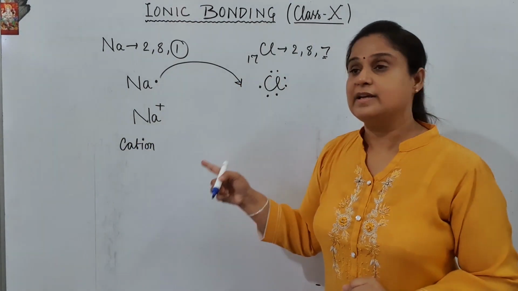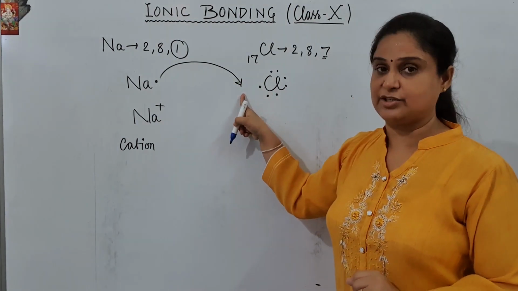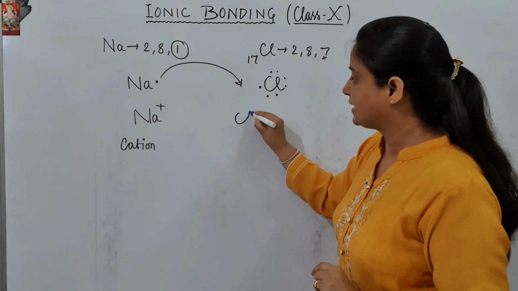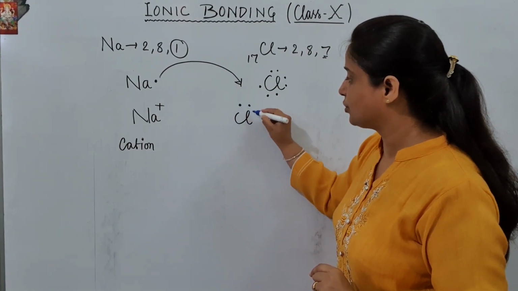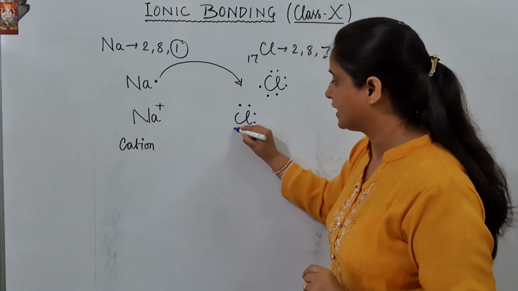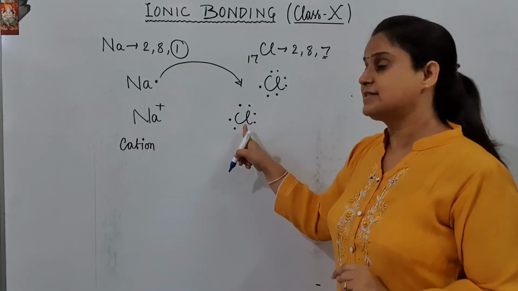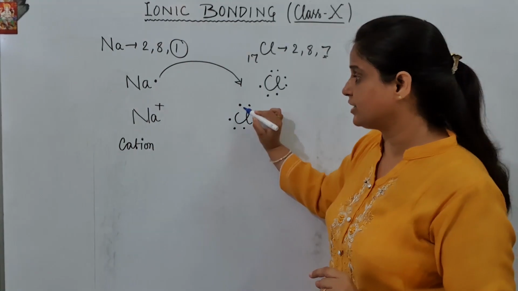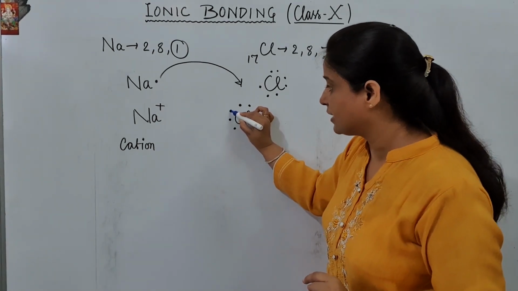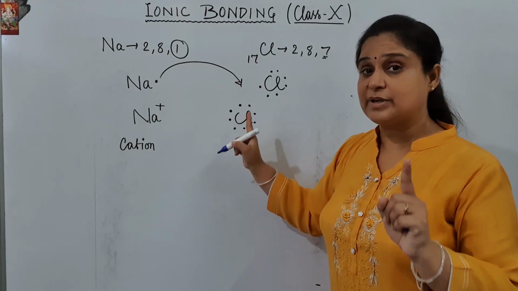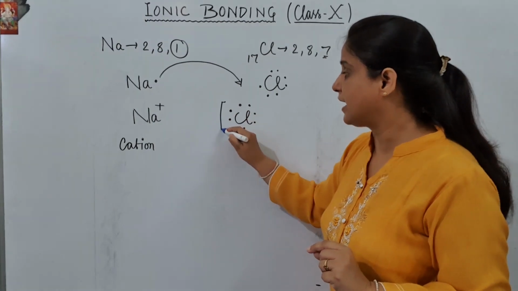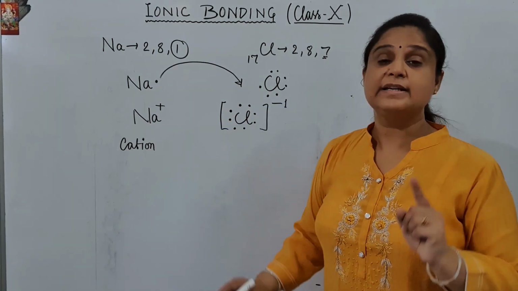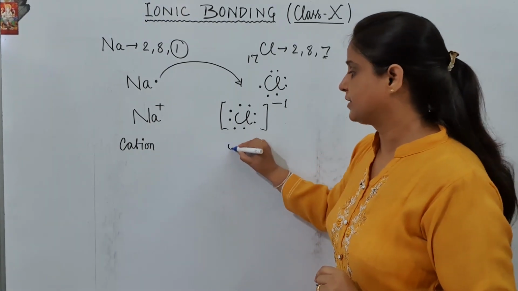In the same way, if this chlorine is gaining an electron to get extra stability, I am going to draw it like 1, 2, 3, 4, 5, 6 and 7. 7 electrons from the chlorine, and 1 it is gaining from the sodium. So here I am drawing the 1 which is gained from the sodium. Because it has gained 1, it will acquire a -1 charge and it will turn into an ion.